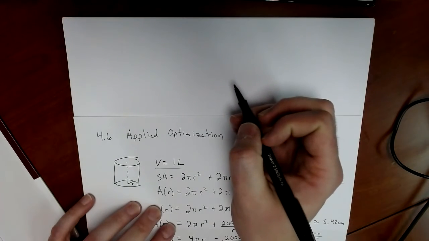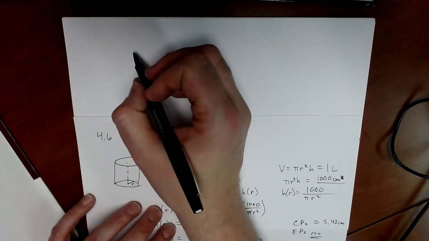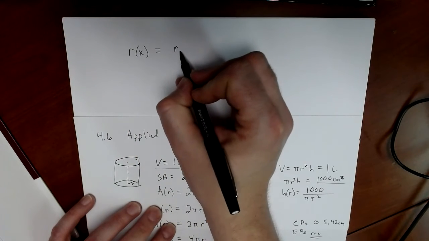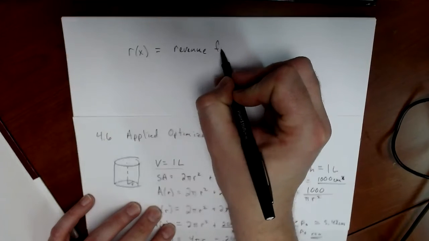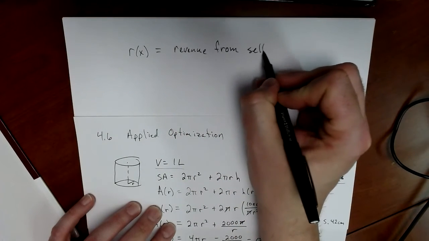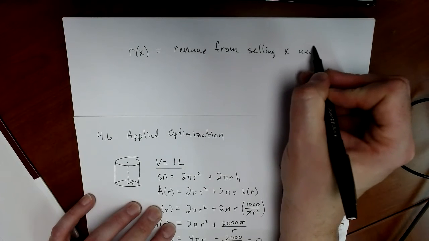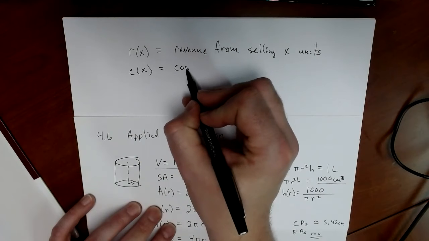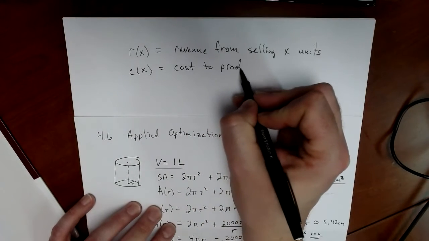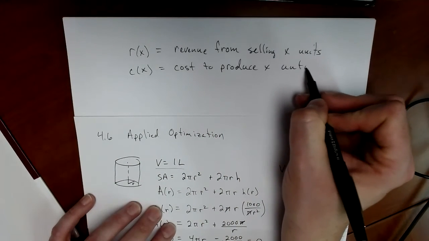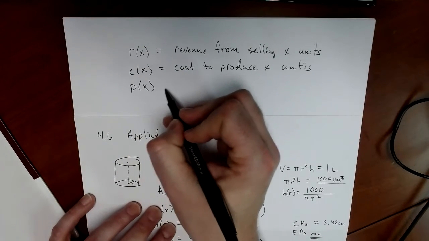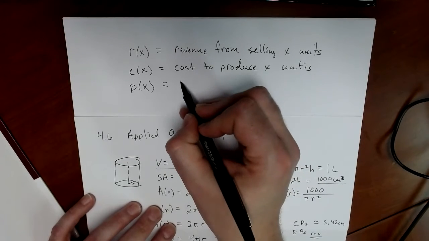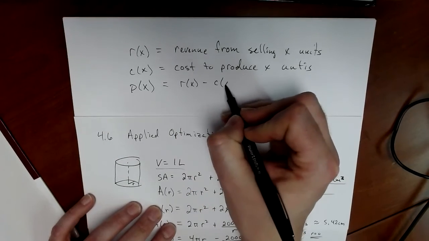Sorry about that. So if we want to look at something from economics, we can look at revenue. So this is revenue from selling X units. We can look at the cost to produce X units. And then in a very simplistic model, the profit that we have from a business is the revenue minus the cost.